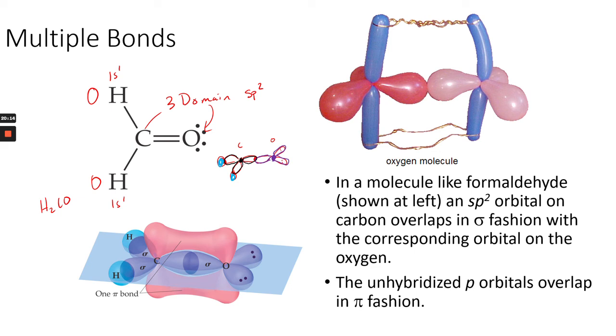Okay, so what are we missing? We are missing our double bond. We are missing the pi bond, which I will make green. So we are missing the pi bond.